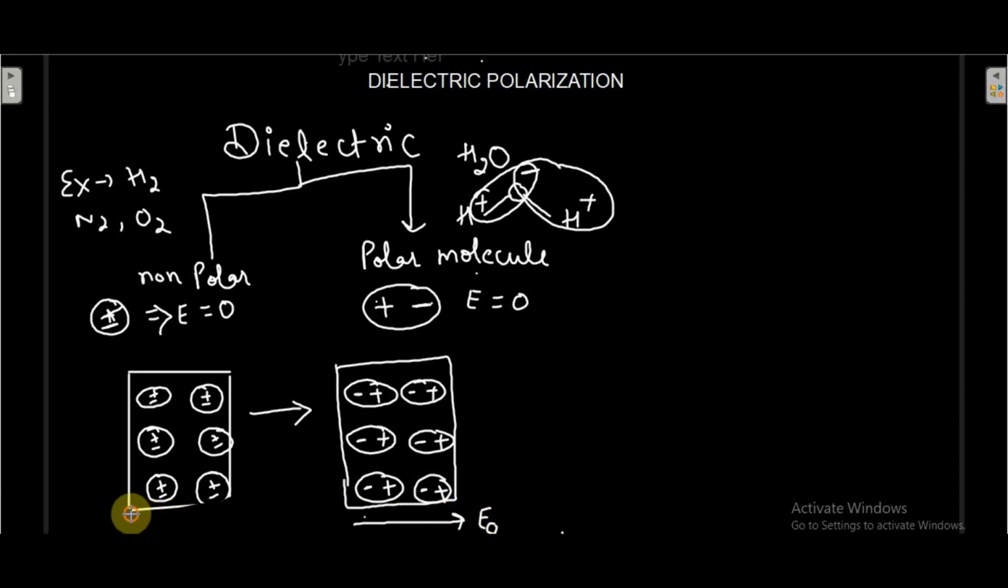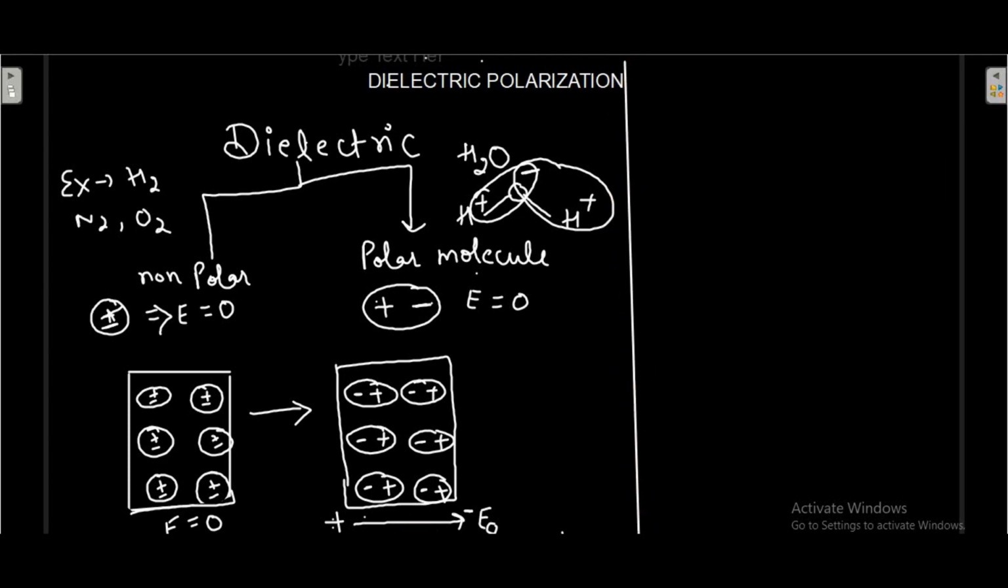In this case, the field is 0; there is no external field. But here E0 is the external field, and this field tries to attract the negative charges toward the positive side, and in this way all the molecules get polarized. They separate their poles. This is the polarization process in non-polar molecules. Similarly, we will understand the same process for polar molecules.